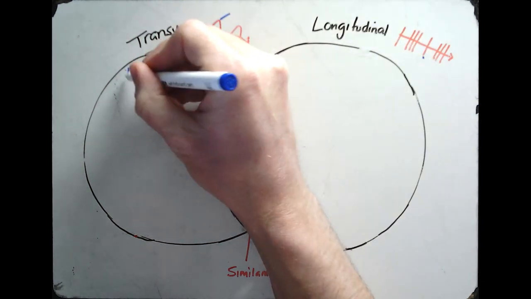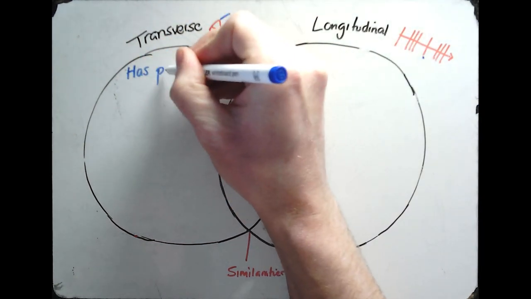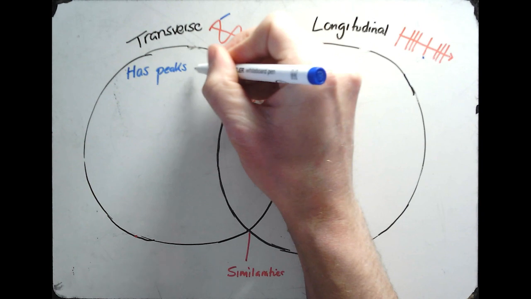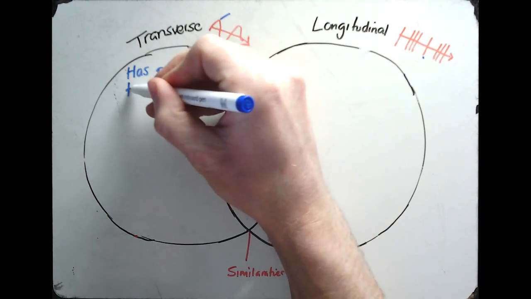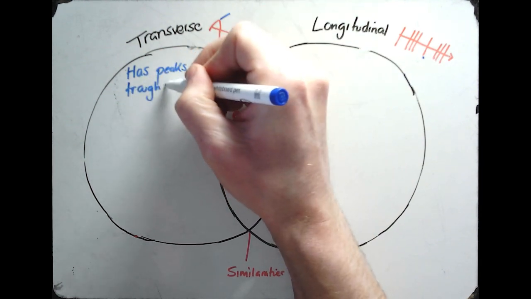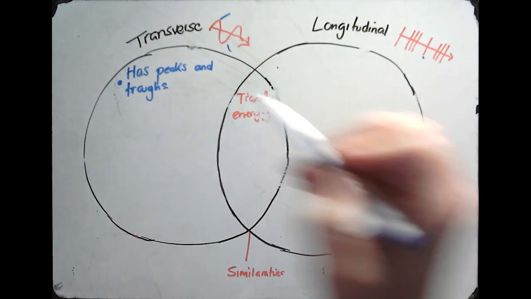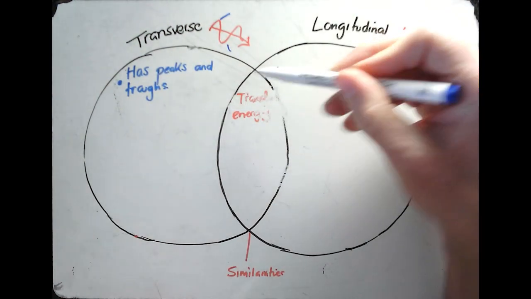So it has peaks and troughs. Okay. Well, that has peaks and troughs.